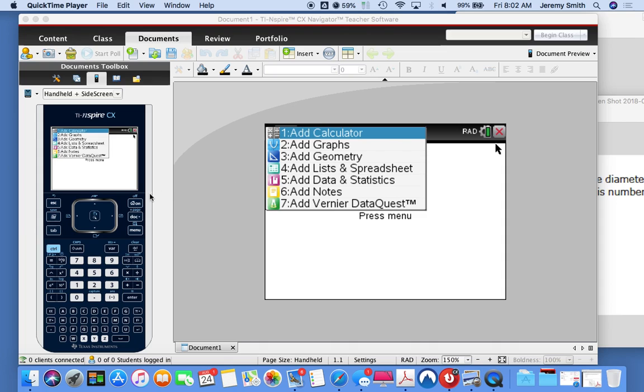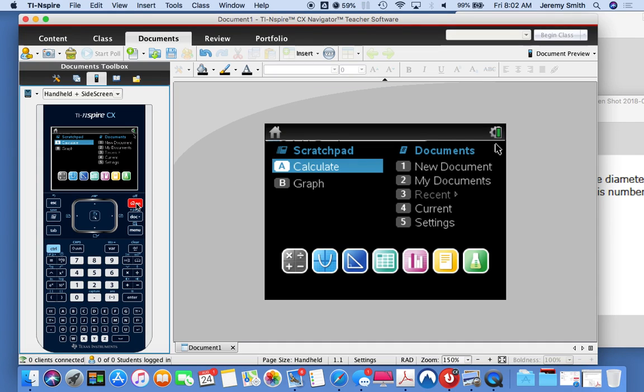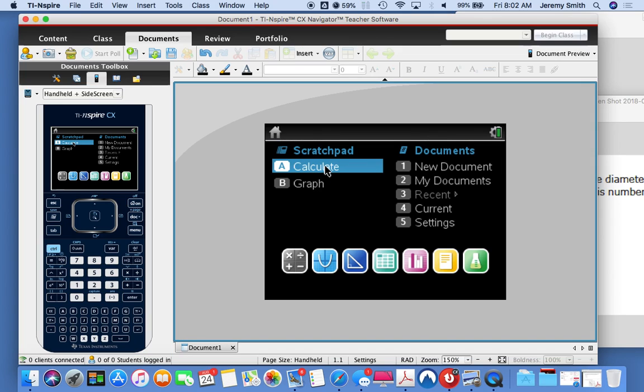So the first thing I want you guys to do is go to home, just to go to the home screen to see everything that you need right now. So what I want to do is go to calculate.